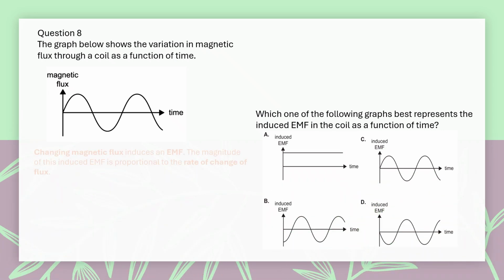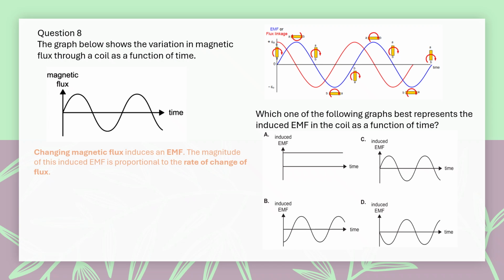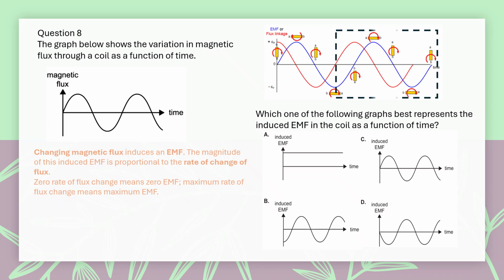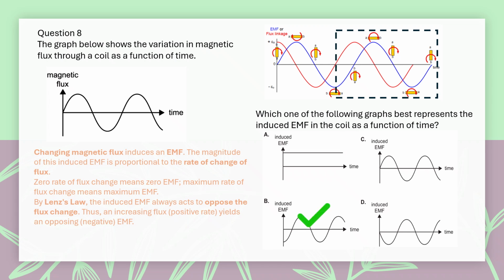Changing magnetic flux induces an EMF. The magnitude of this induced EMF is proportional to the rate of change of flux. Zero rate of flux change means zero EMF, maximum rate of flux change means maximum EMF. By Faraday's law, the induced EMF always acts to oppose the flux change. Thus, an increasing flux, positive rate, yields an opposing, negative, EMF.